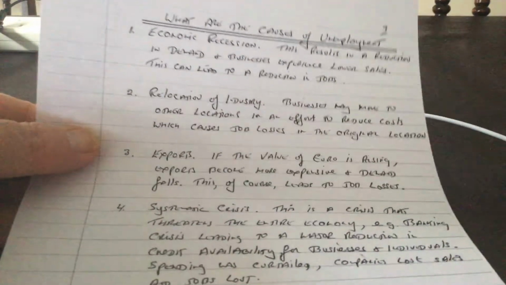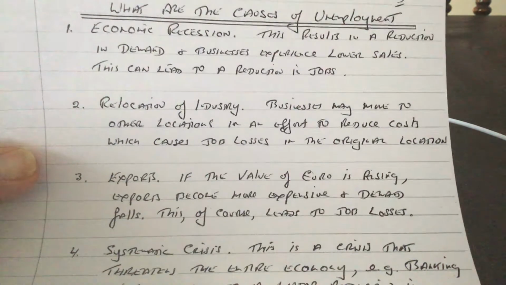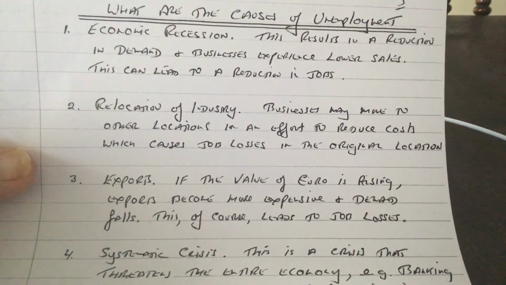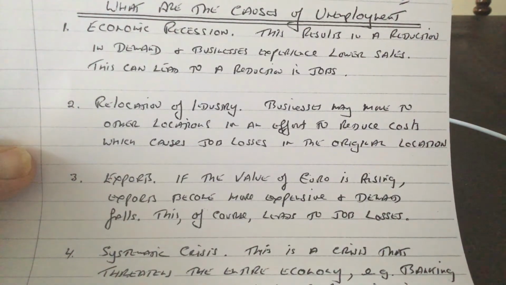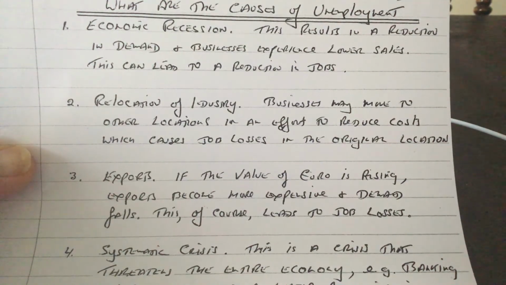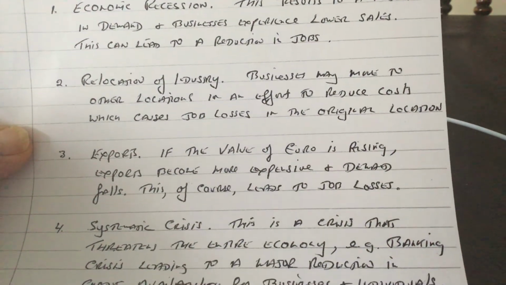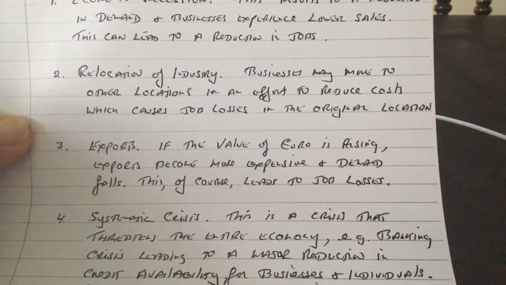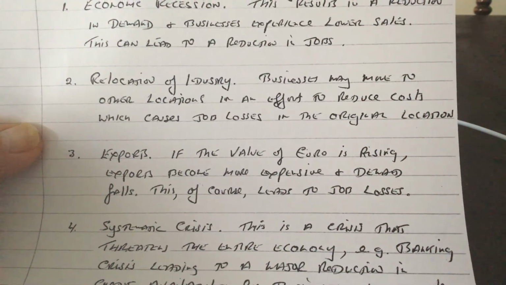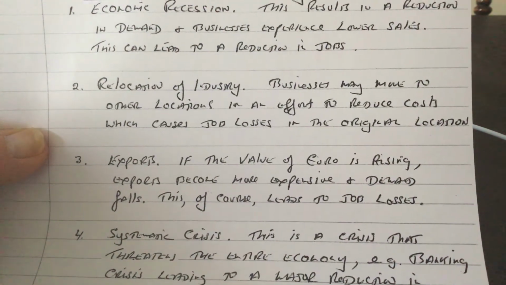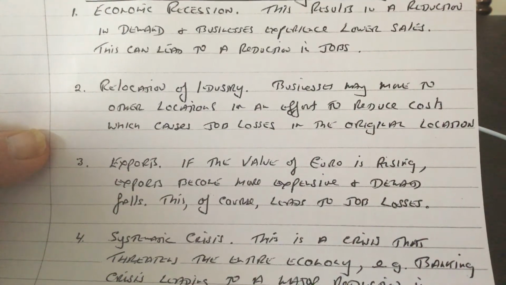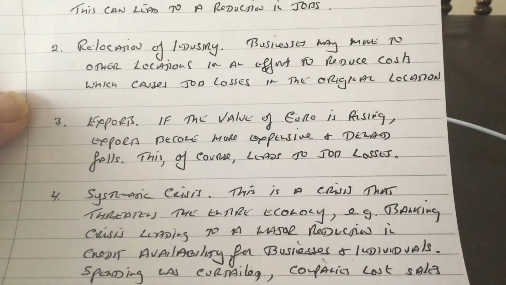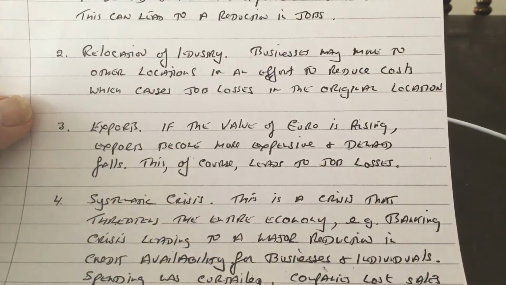What are the main causes of unemployment? Economic recession. This results in a reduction in the demand for goods and services, and businesses experience lower sales, and this can lead to a reduction in jobs. Relocation of industry. Businesses may move to other locations in an effort to reduce cost, which causes job losses in the original location. Now, this happened in Dell, where they left Limerick with job losses of about 5,000 people and moved to Poland.